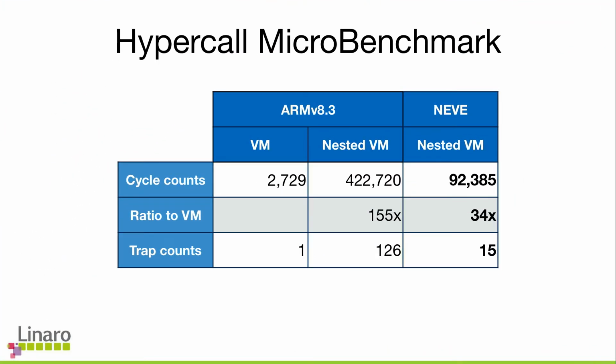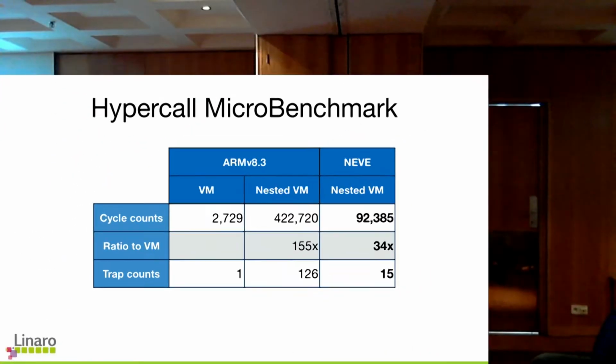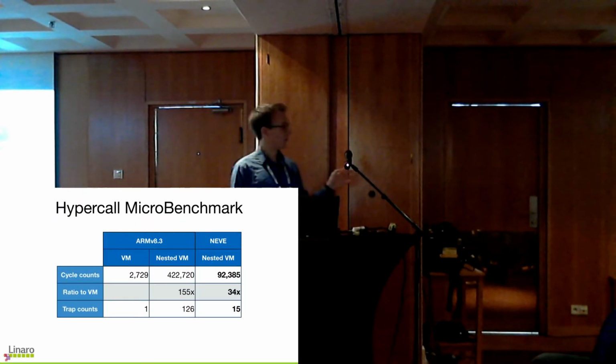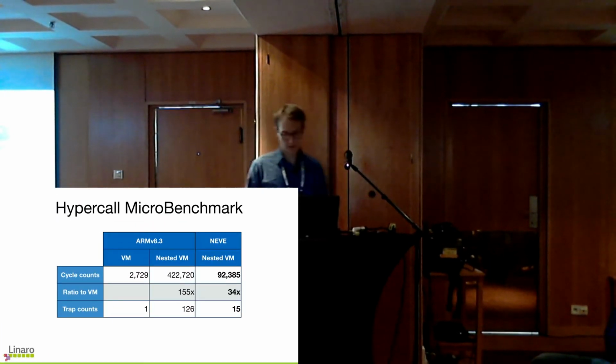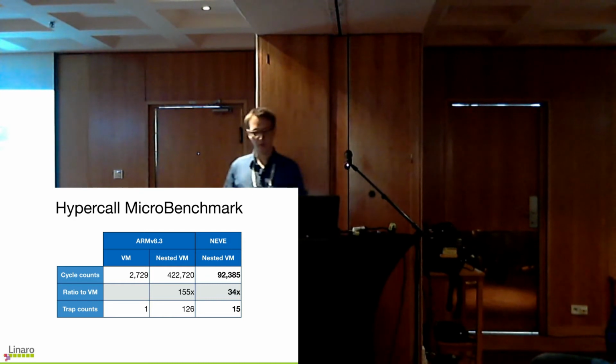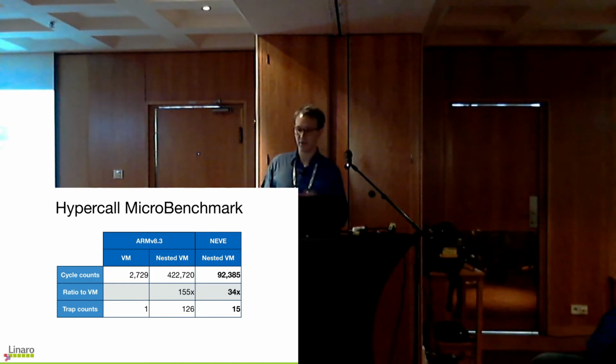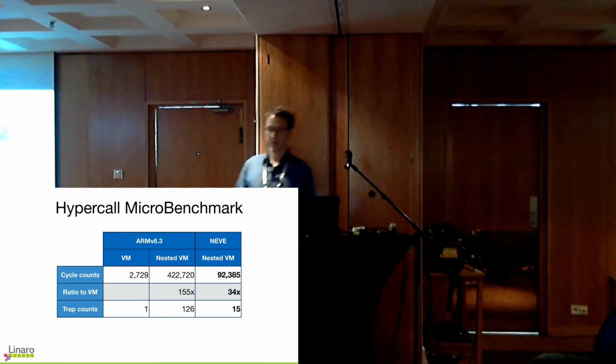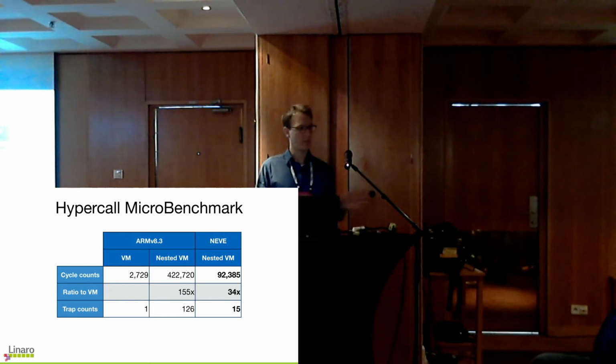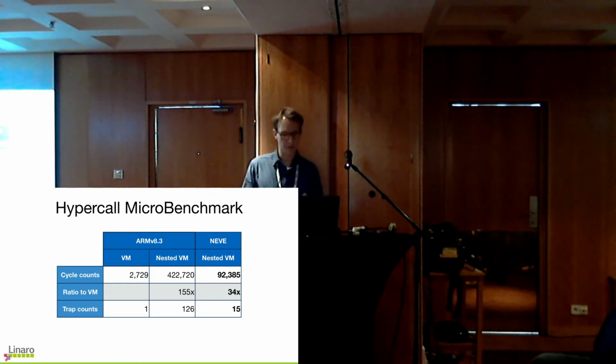So if we use this technique and look at the results again, we see that we go from these 400,000 cycles to around 90,000. So better, we go from 155x to 34x. Again, significantly better. 34x may sound bad, but in the context of nesting, not that bad really. The trap count is significantly reduced, right?